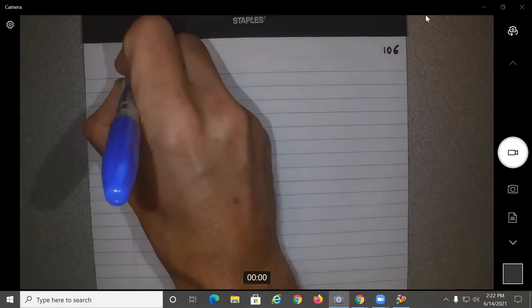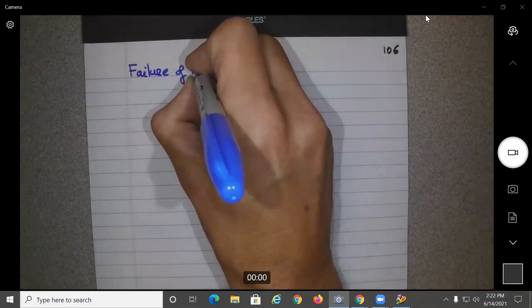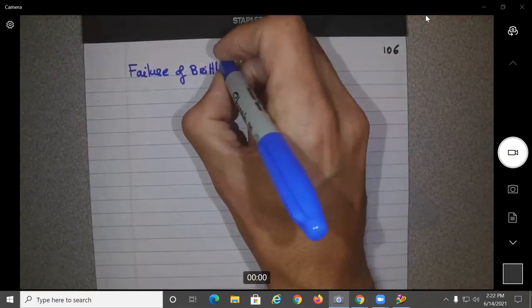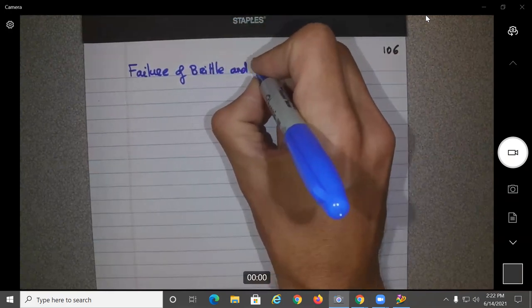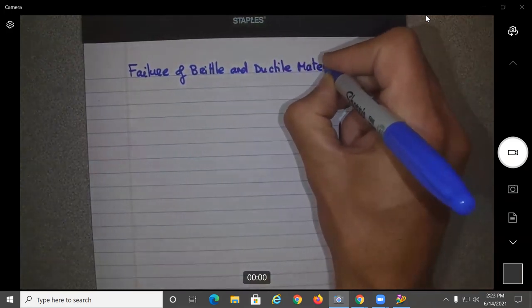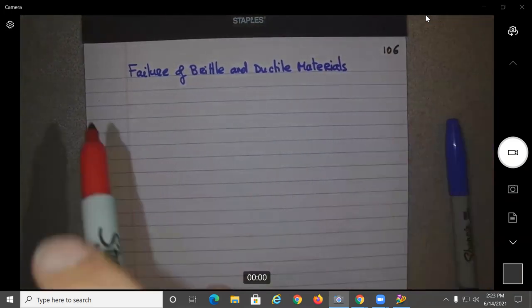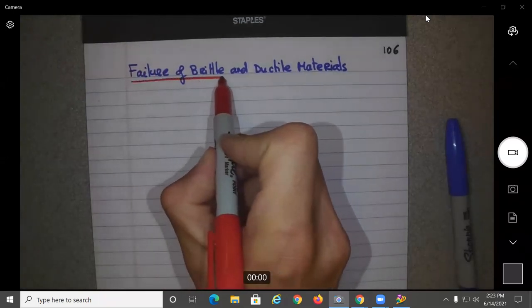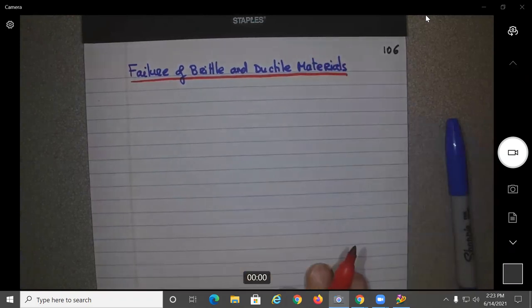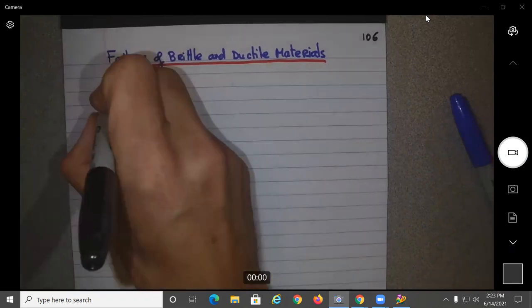All right, so now we're going to look at the failure of brittle and ductile materials. Okay, so this is important. I mean, this is probably one of the most important things to remember from this class. So, let's first look at a ductile material.